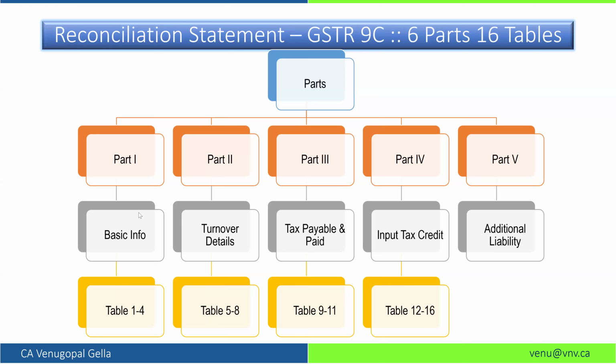Now on 9C, we have 16 tables, 5 parts. Part 2 is the turnover details. Part 3 is the tax payable and paid details. And part 4 is the ITC. Part 5 is the additional liability. I'm just quickly walking over the tables so that we know the table numbers when we are talking about the subtables.